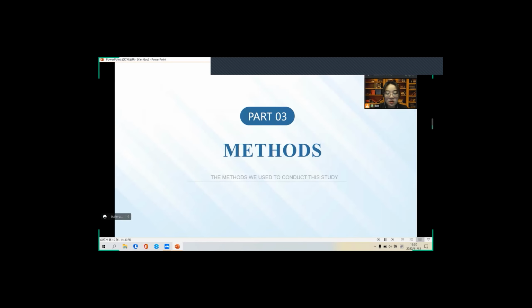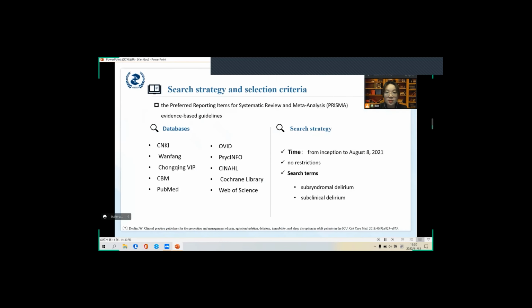Okay, now I will introduce the methods. We searched 10 databases. The search time was limited to August 8, 2021, and the search terms were subsyndrome delirium and subclinical delirium.